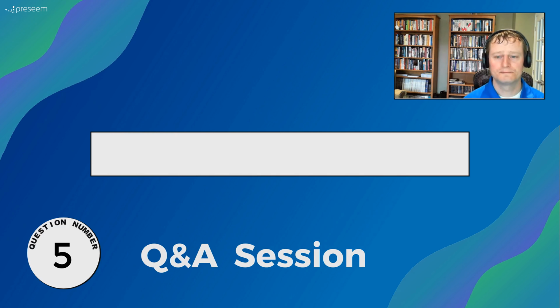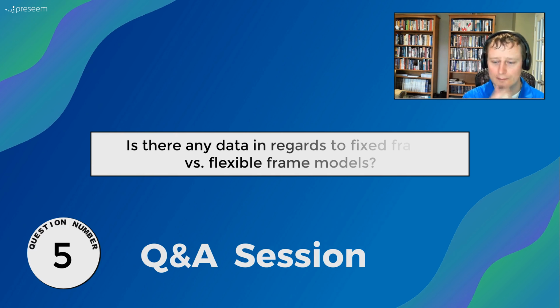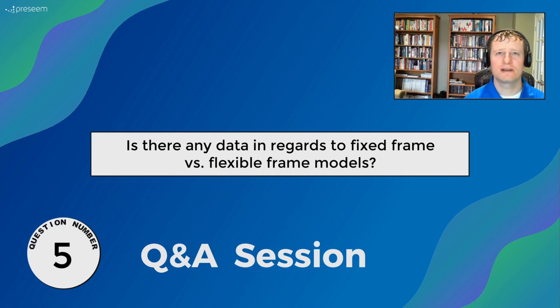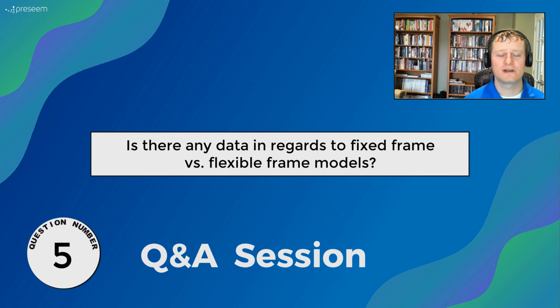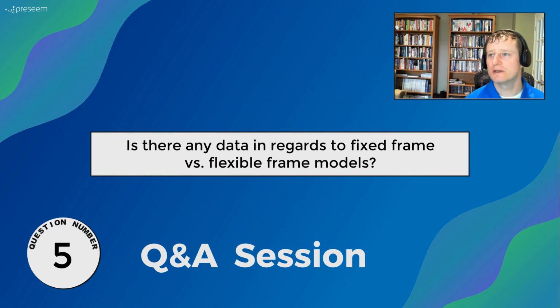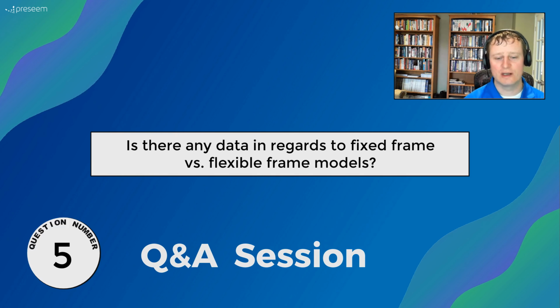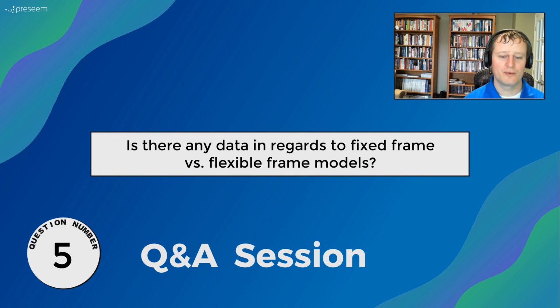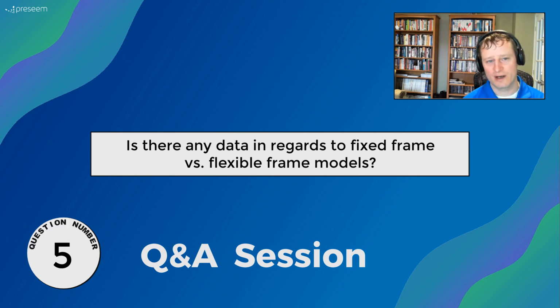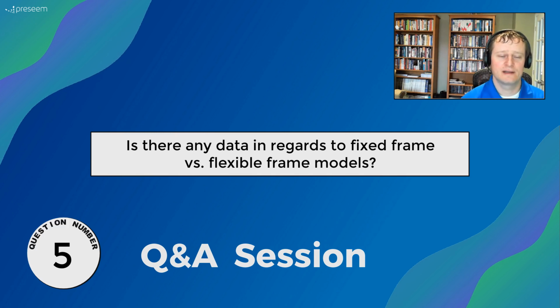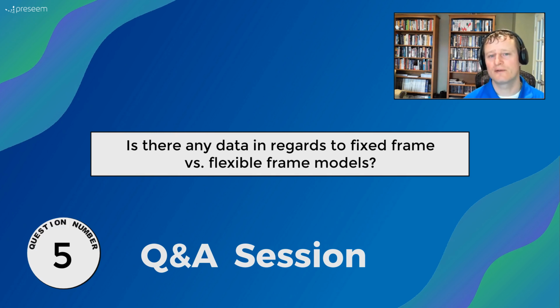And the next question: is there any data in regards to fixed frame versus flex frame models? That's super interesting too. That is definitely something we should try to figure out. Along with the different SMs, we could certainly slice the 5AC, for example, by fixed framing, et cetera, and compare those bars. That's a good idea, and we should see if we can get that done for the fall.